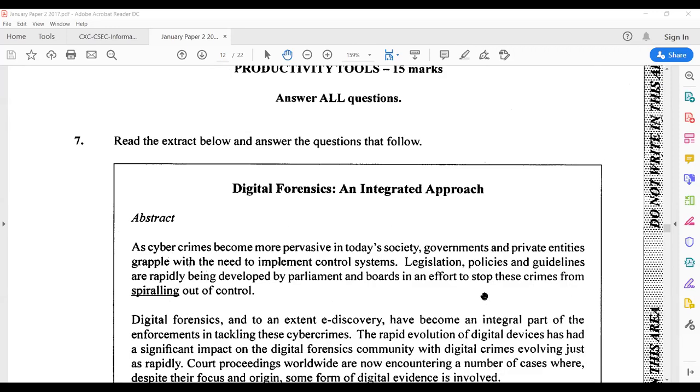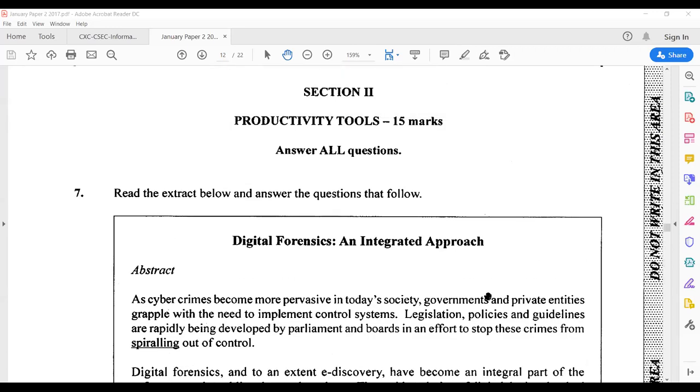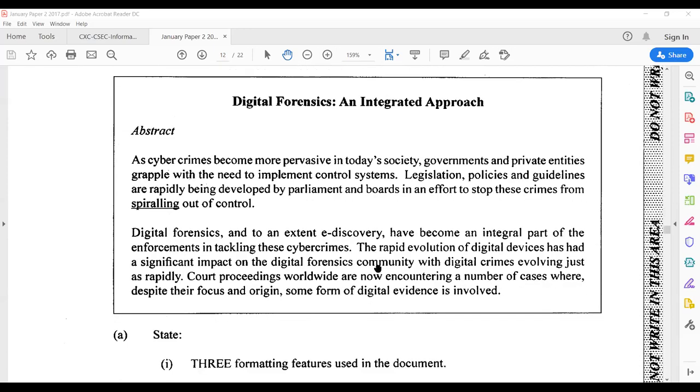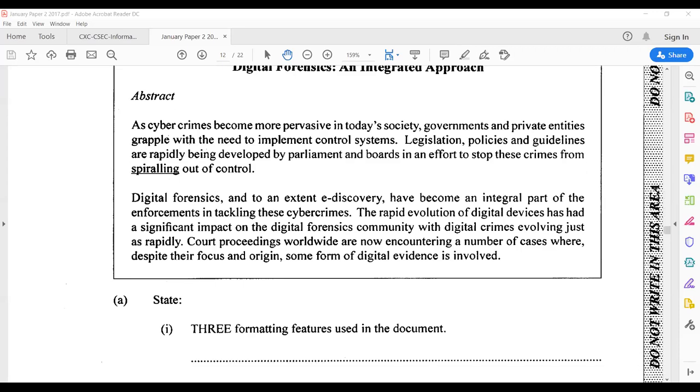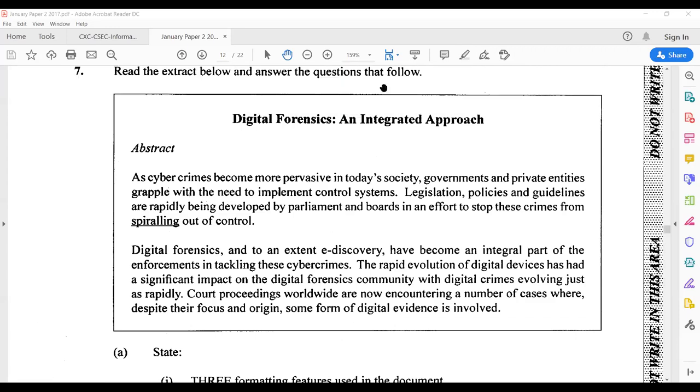All right, so the next question here is part of section two, the productivity tools, right? And it has a paragraph. The paragraph reads, digital forensics and integrated approach. And then there was an abstract, and there are two paragraphs in this document. Now, the first part of the question is to state three formatting features used in this document. So what are three formatting features you see here?